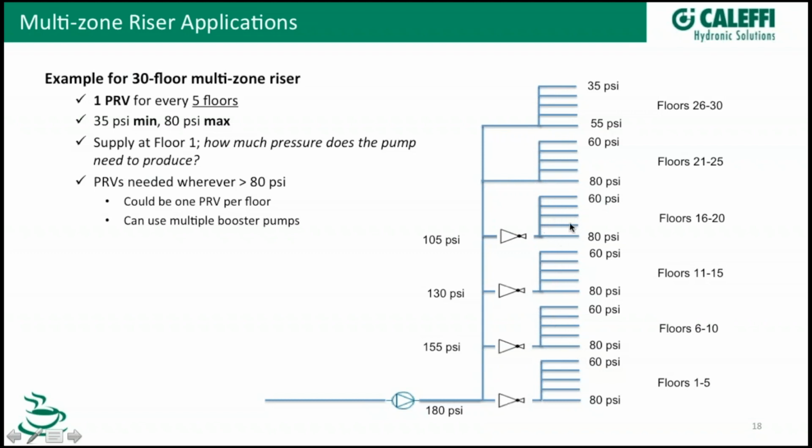You figure out how much that pump needs to produce, then you section things off and go from there. So again, typically every 5 floors, with PRVs to knock it back down on those lower floors, so that you're not dealing with any issues with your fixtures.